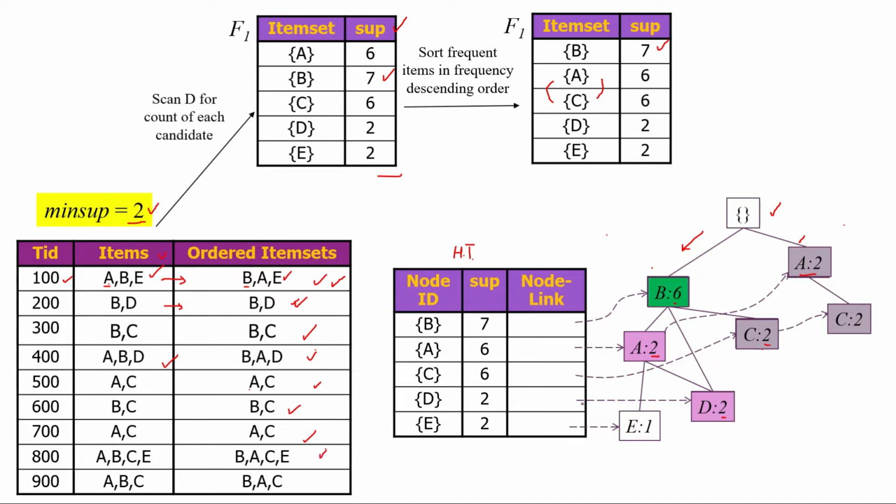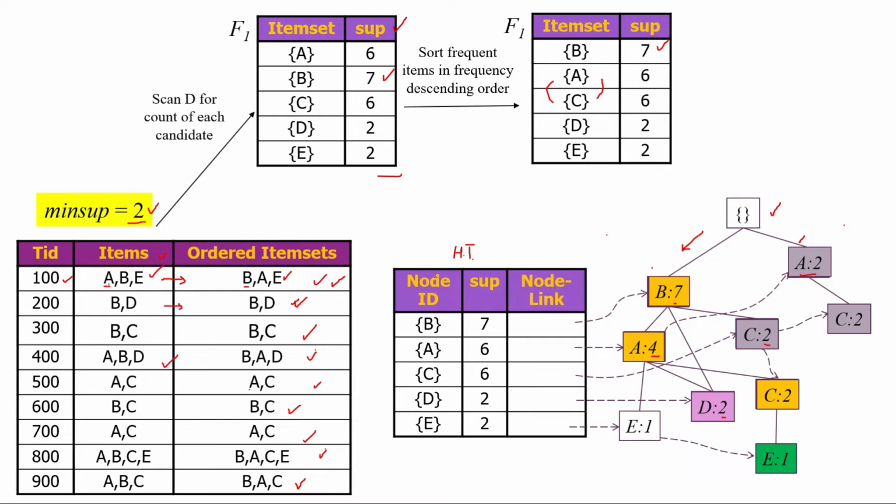So for the second last transaction, B, A, C, E, we first go to B, then to A, and then from A to C, and C to E, and similarly we increment their counts. And for the last transaction, B, A, C, first we go to B, then to A, and then to C. So this is our final FP tree.